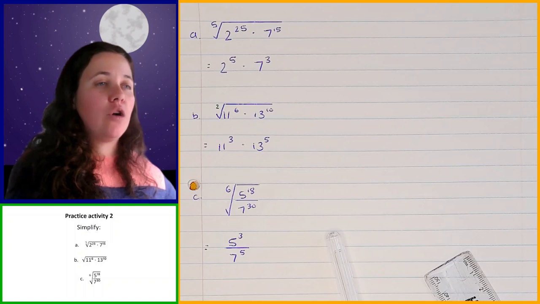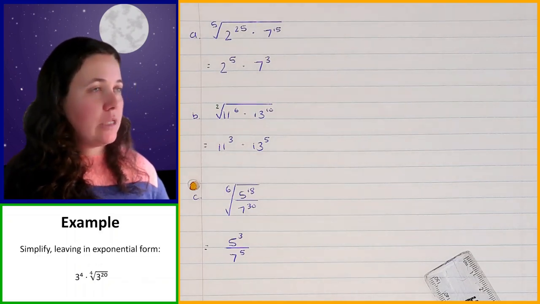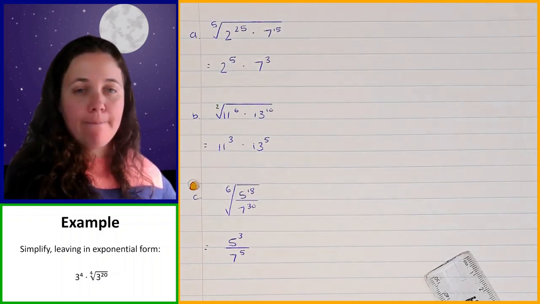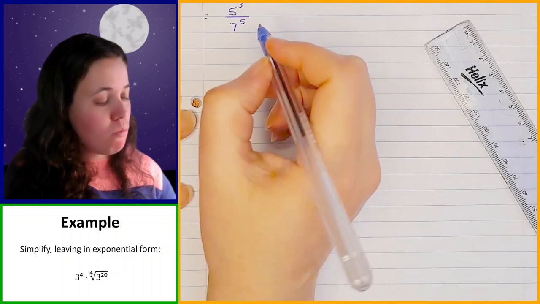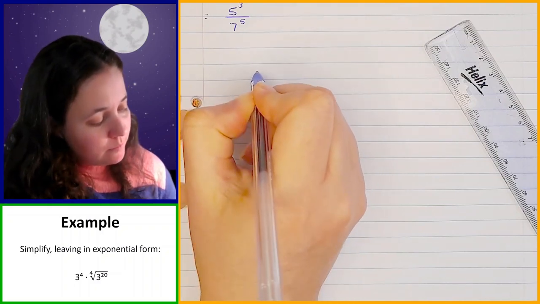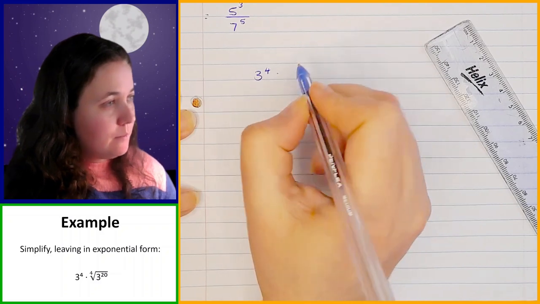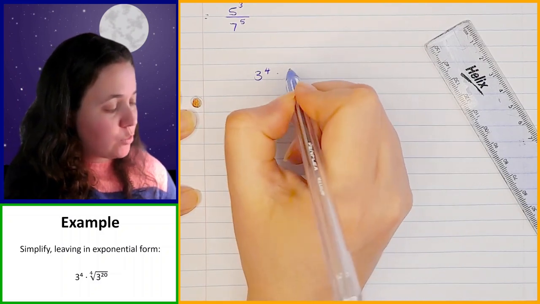Okay, now we're going to go on to the last example that I'm going to be doing with you, and that is this one over here. We've got 3 to the power of 4 times the 4th root of 3 to the power of 20.